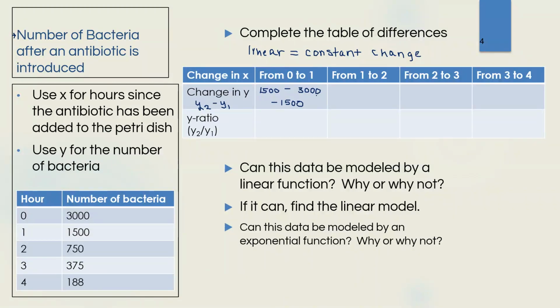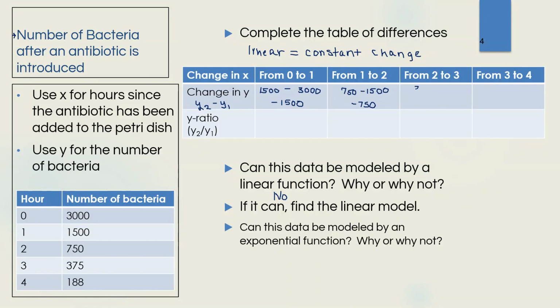I'm going to repeat this process the whole way across. So from 1 to 2, my y2 is 750. Subtract out 1500. And when I do that math, I get negative 750 as my answer. And so already these two do not match. And down here, can this be modeled by a linear function? No. But I am going to finish my chart.